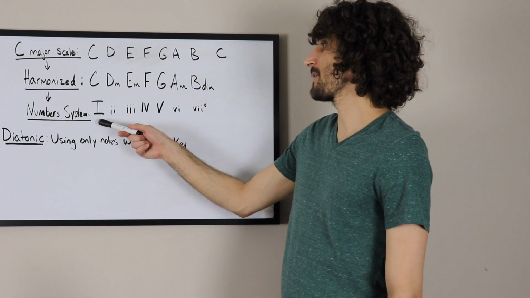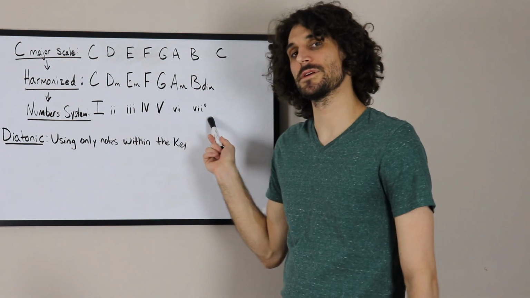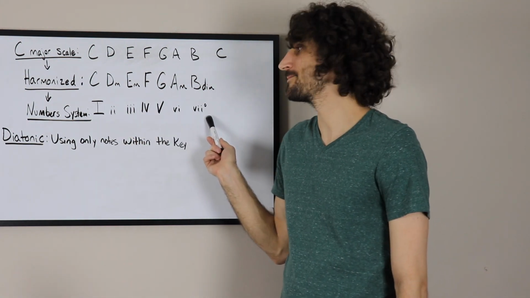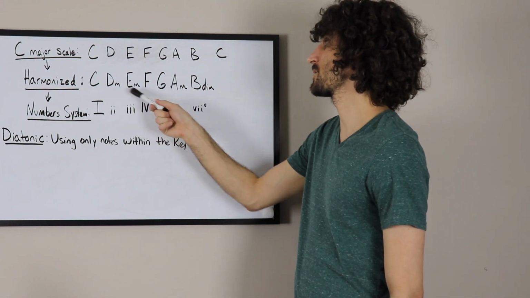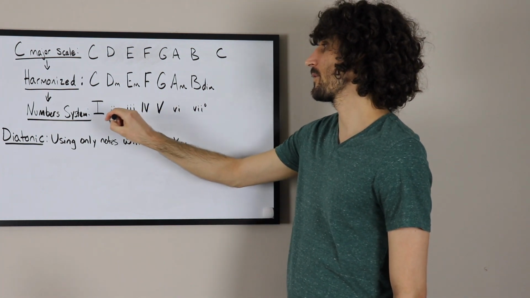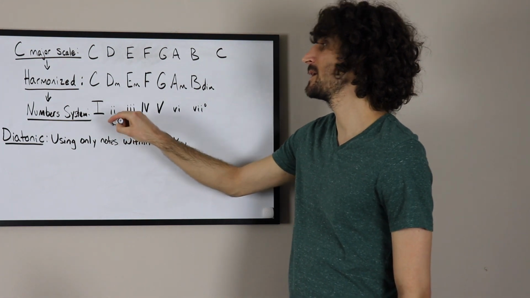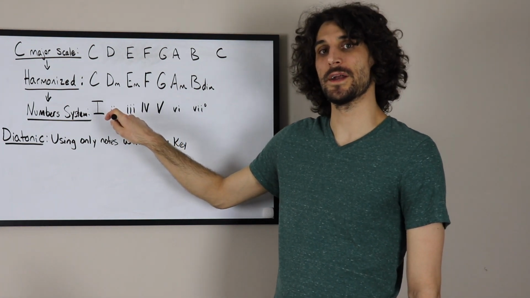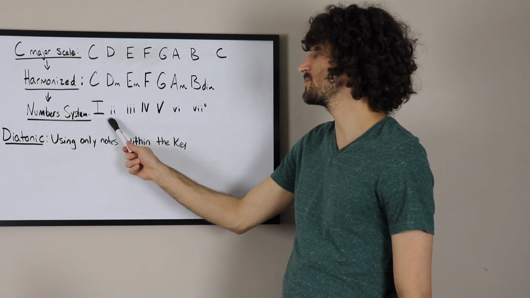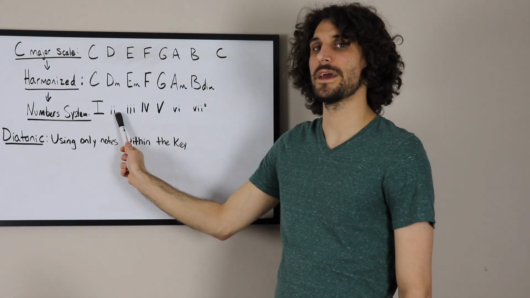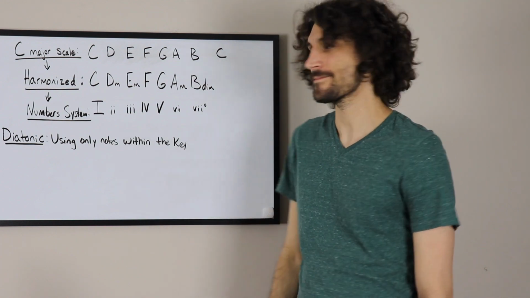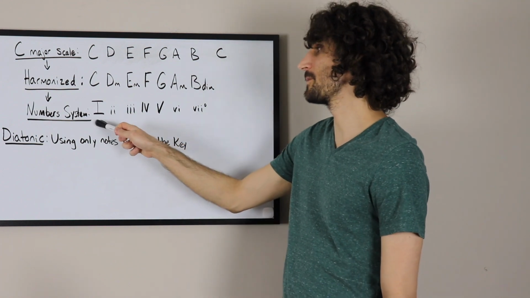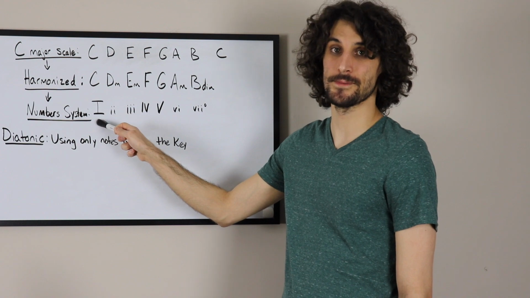And a nice thing about the number system here is we're using mostly Roman numerals. So just like with letters next to the chords, if you see it lowercase, like this lowercase m, that means that that chord is minor. So if you see this Roman numeral 2, and it's lowercase, that means that that chord is minor. If you see the Roman numeral capitalized, that means it's major.